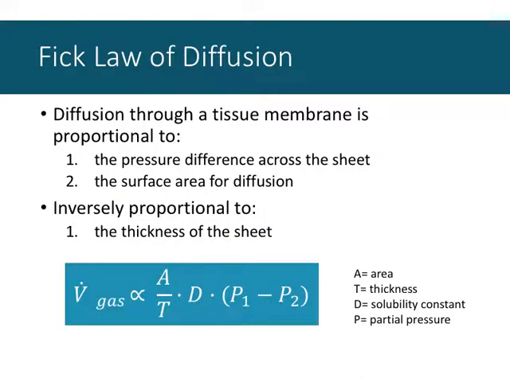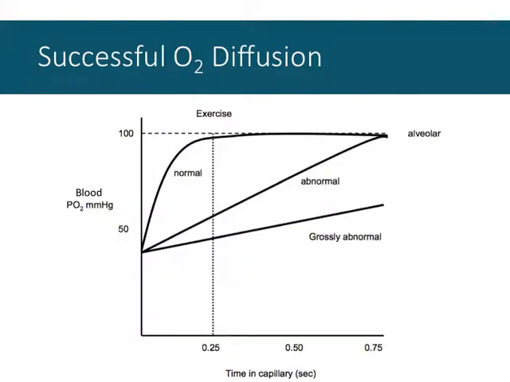So we are fairly confident all of these are satisfied. And if the Fick law of diffusion holds up, it says diffusion of a gas will occur. And so in practice, it should be no surprise that diffusion is quick. And that's all that we're showing here. We're showing successful diffusion of oxygen from the lungs into the blood.